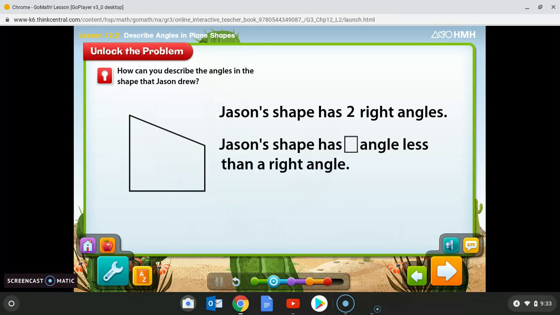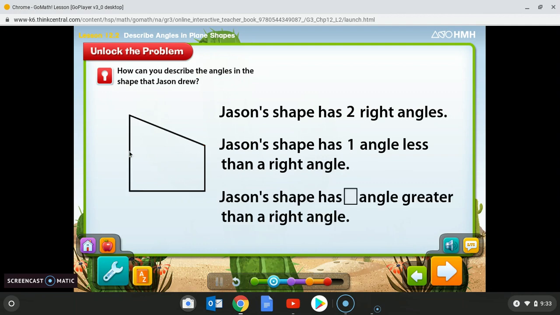Now, how many angles are less than a right angle? So we know that there's two right angles right here. So we've already used those corners or vertices. So let's talk about these two, because those are the only ones that are left. How many are less than a right angle, or skinnier? We talked about this already. Only one. This one is skinnier than a right angle, therefore it's less.